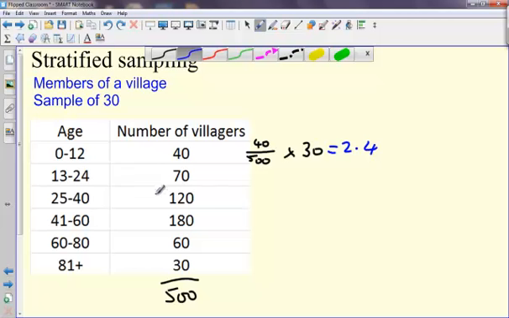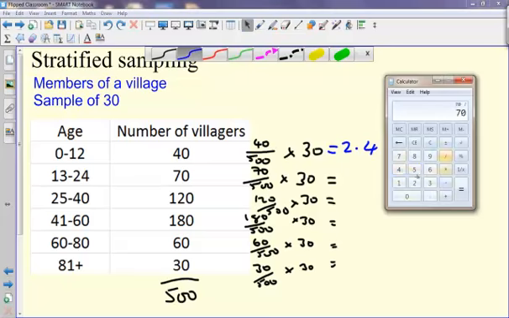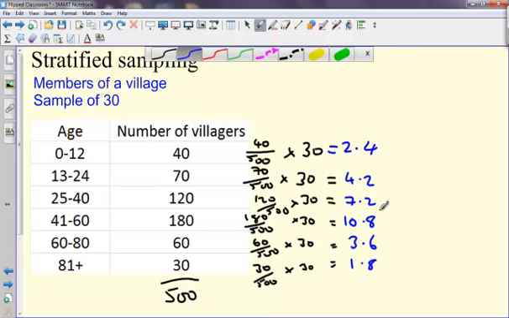And we're going to go through and do the same thing for each of these other groups. 70 divided by 500 and then times by 30. So I'll just go through and do that for the rest of them as well. So I've calculated it for all of them. I sped that calculations up in case you're wondering. There is a bit of a problem. I can't really pick 2.4 people from this group. I can't pick a decimal part of a person.